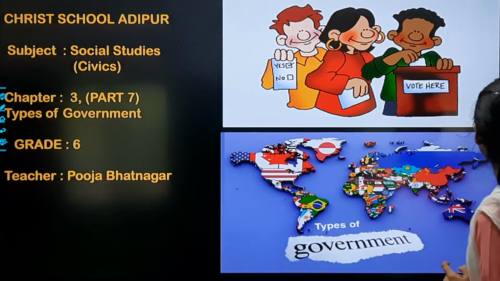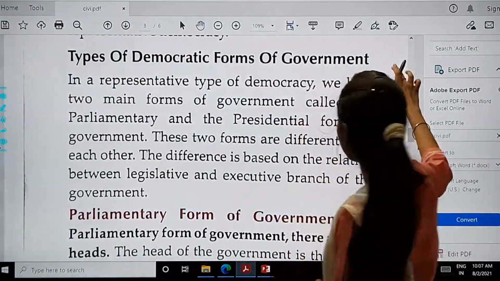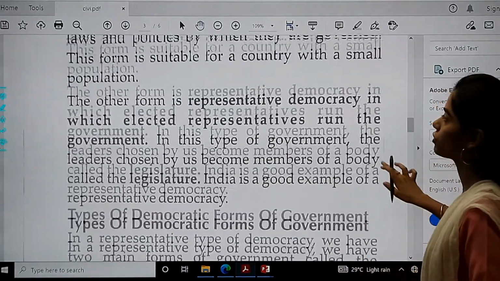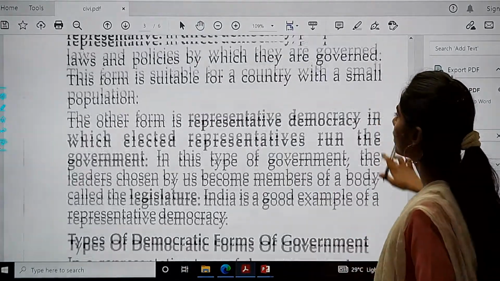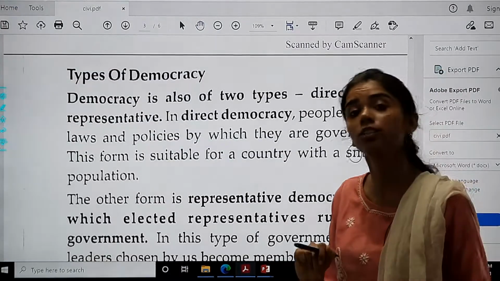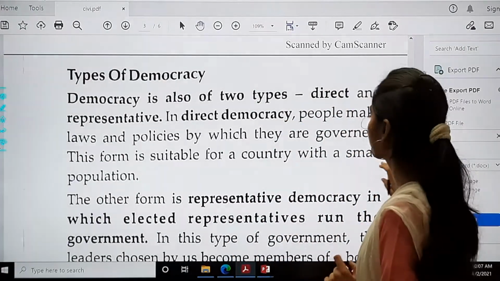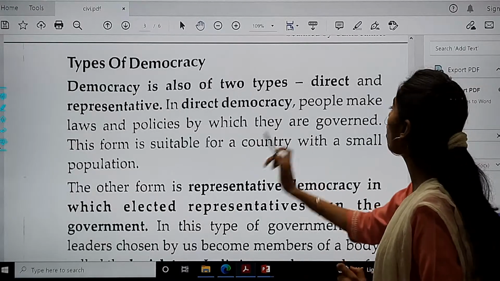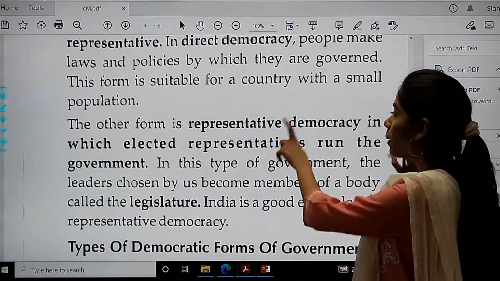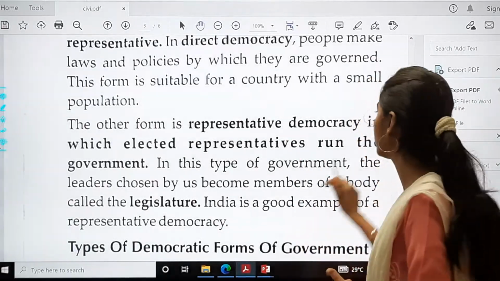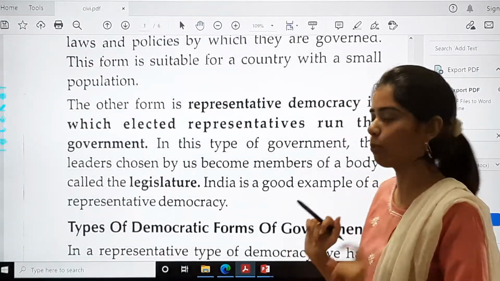And as you remember, in the last class, what did we study? We studied the types of democracy. That is the representative democracy, and the other one was the direct democracy. In direct democracy, what did we study? We studied that the laws and the policies are made by the people. And in the representative democracy, what happens? In this, the elected representative runs the government.